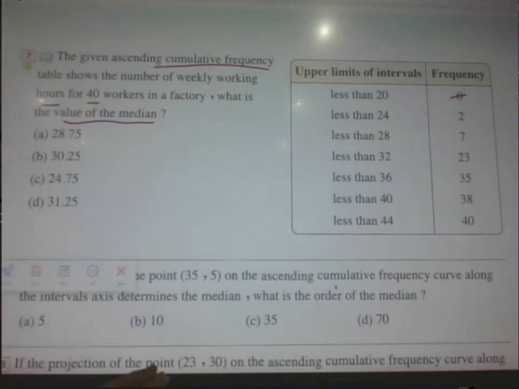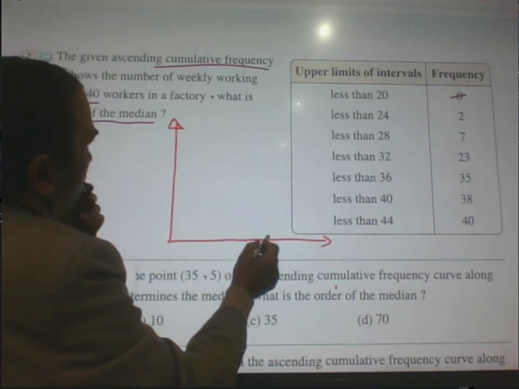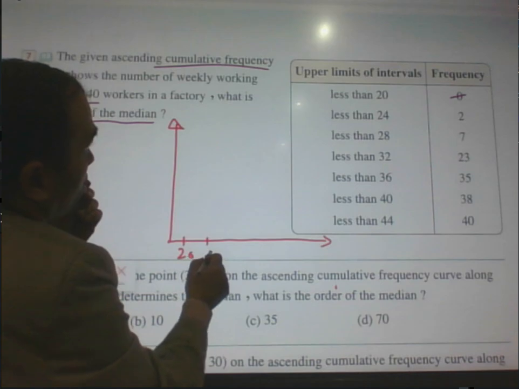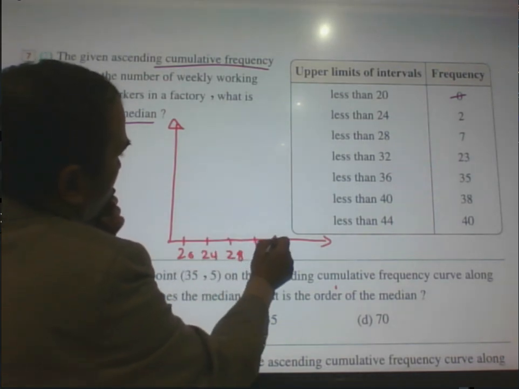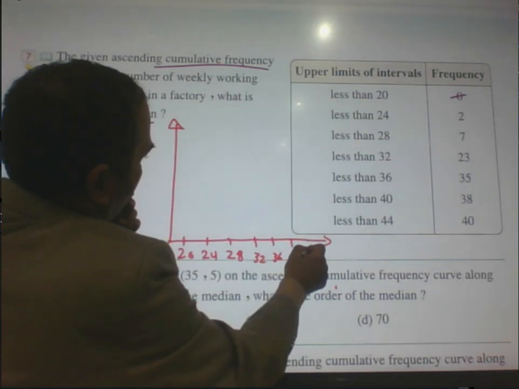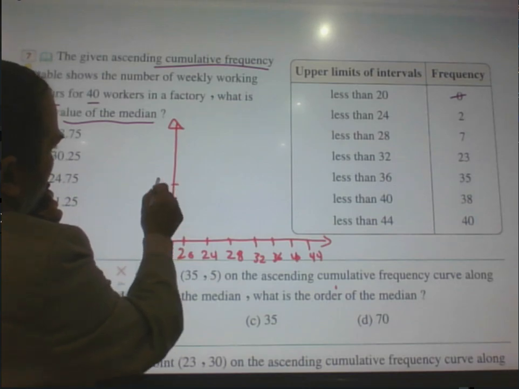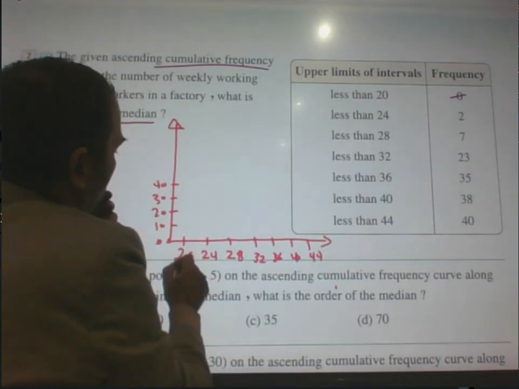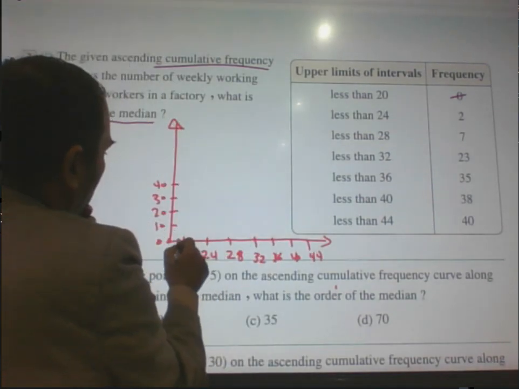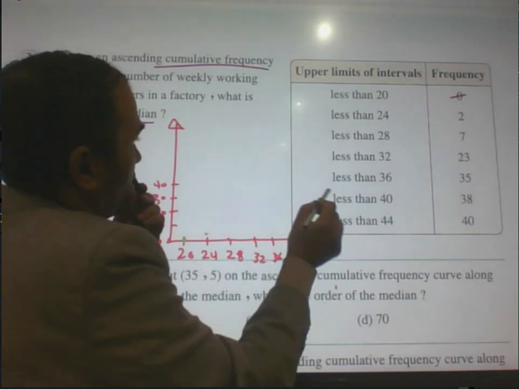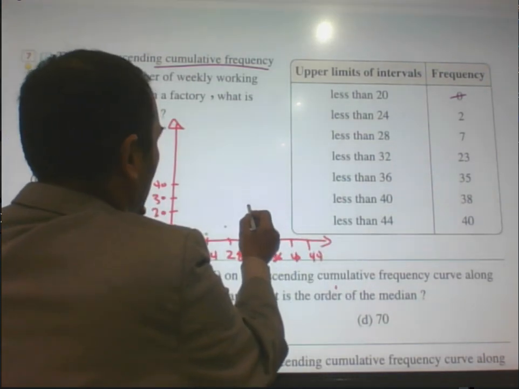Okay, we can solve this number by drawing vertical and horizontal axes like this. We have here 20 and 24, 28, 32, 36, 40, 44. Right here is 0, 10, 20, 30, 40. First, 0, and second will be 2. Next to 7, 7 here, and next to 23.